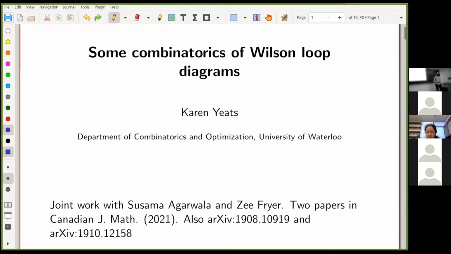So I'm Karen Yeats. And I think it's super exciting that you guys have a combinatorics and physics seminar. Somehow in my mind, I always wanted one of those, but I didn't ever make one. So I'm going to talk about some combinatorics of Wilson loop diagrams. And this comes from two papers with two collaborators, Sushma Agarwala and Z. Fryer. The papers are now in the Canadian Journal of Math, but you might want to find them on the archive because that might be easier for you. So there are the archive numbers.